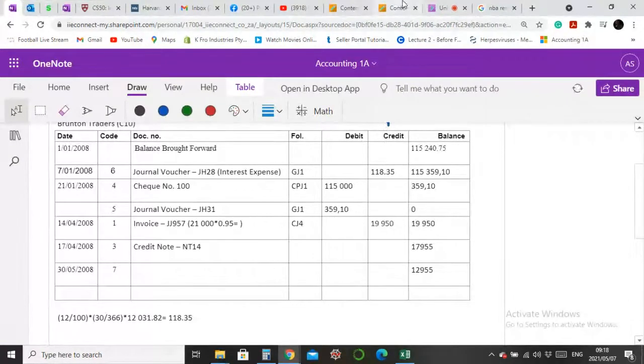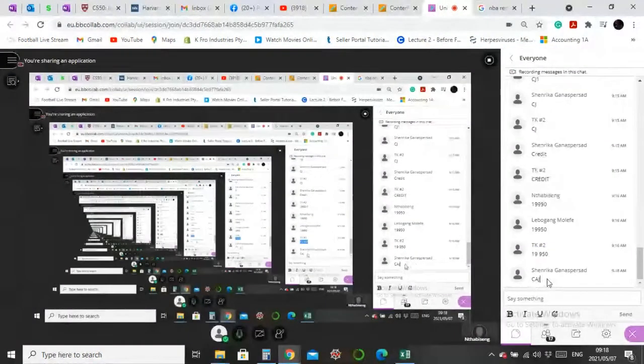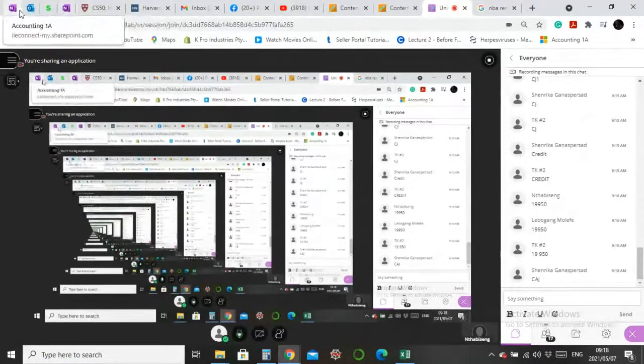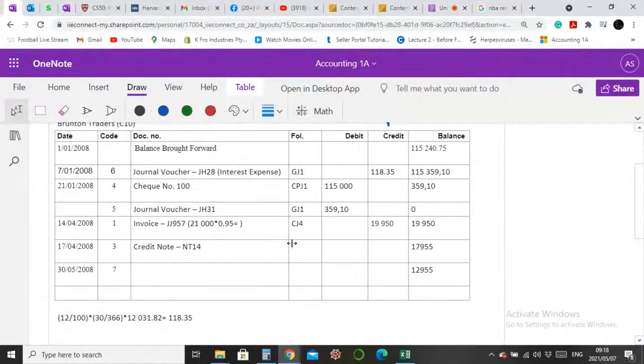Yes, I believe somebody is sharing with me in the chat which journal. Thank you very much, Shinrika. It is definitely the CAJ, Creditors Adjustment Journal. And that was also in April, so we're going to put a 4 there. Okay. Are we debiting or crediting this amount?